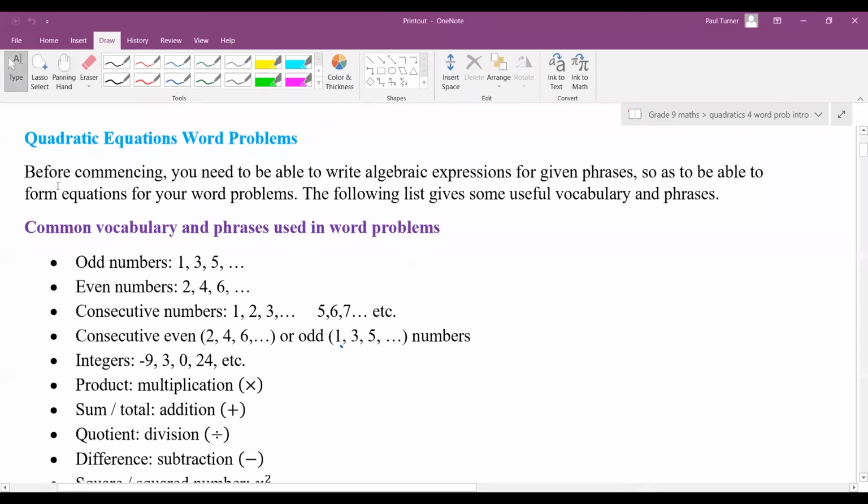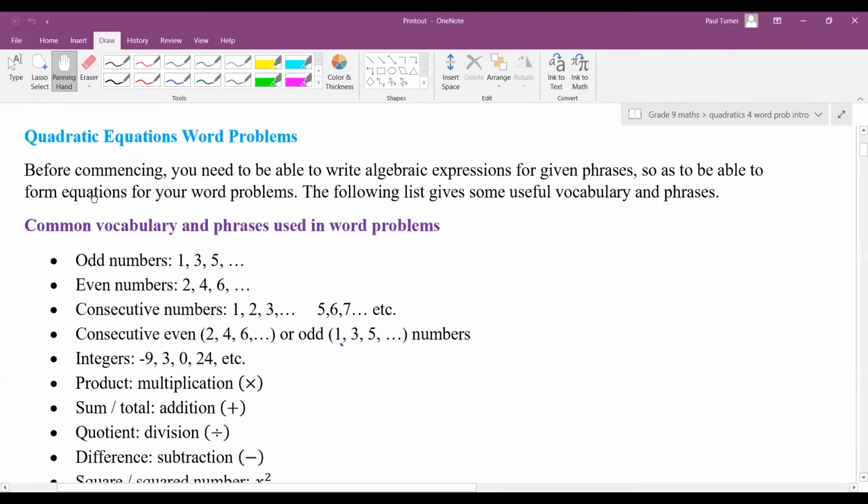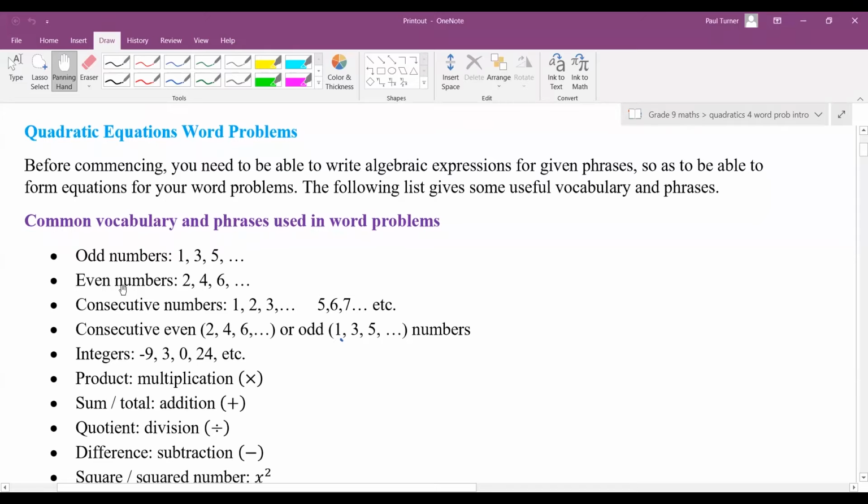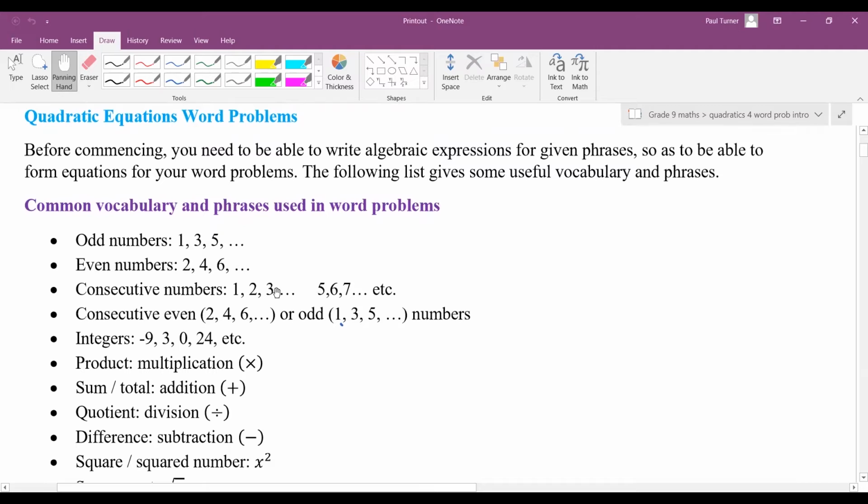Right? So the topic for today is the quadratic equation word problems. Before you start, we probably need to go through some phrases and vocabulary that you need to recognize and be able to convert into equations. So we'll look at these here.